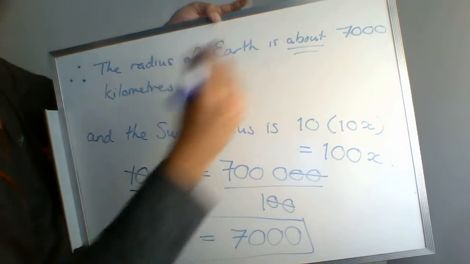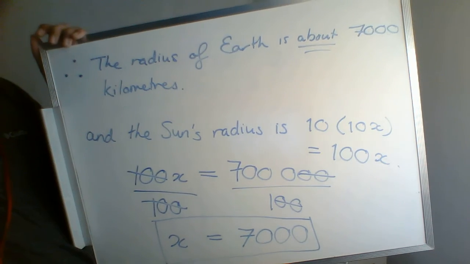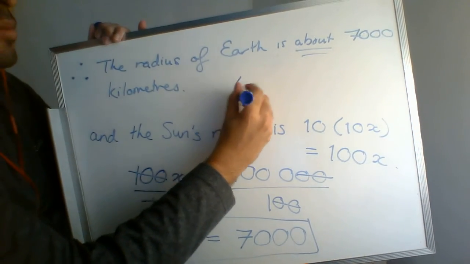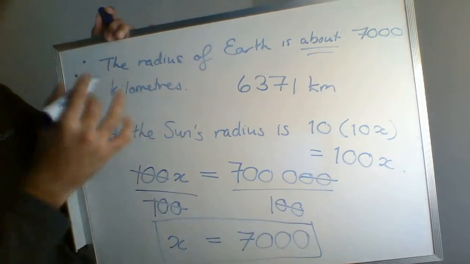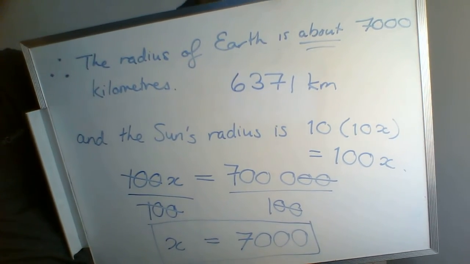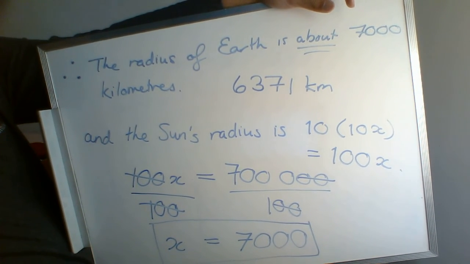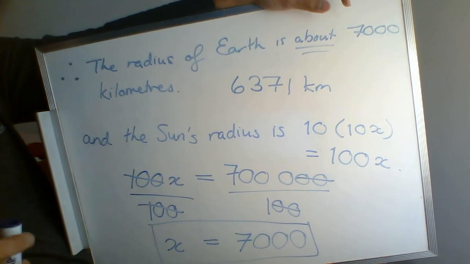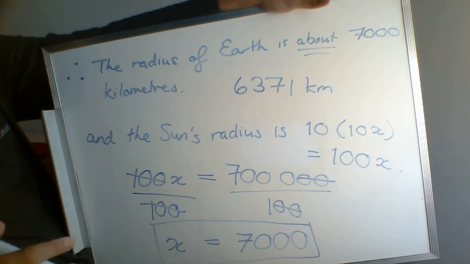I've thrown the about in there again just because it's slightly inaccurate. We simplified the numbers for the sake of this question, but that is reasonably close to the right answer. I think the accepted value for the radius of the Earth is 6,371 kilometers, so 7,000 isn't that far off if you're doing it as a simple single variable algebra problem with some rounded numbers. So we were just dealing with a bunch of tens and 700,000, and we got an answer that's reasonably close to the actual radius of the Earth. And so that's about it.